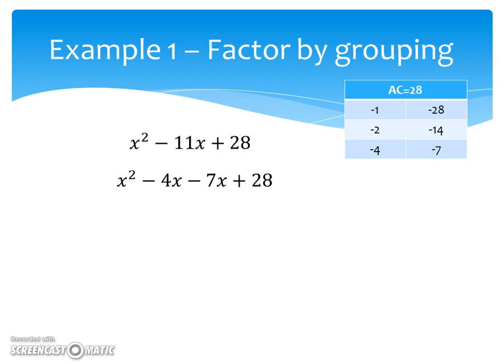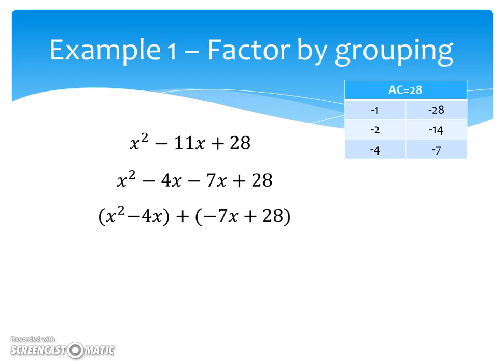The reason we do this is we want to group. So we're going to group the first two terms and the last two terms. And we're going to put a plus in between because we're bringing that negative with the 7x. Can't separate them. We now factor out the GCF of both groups. The GCF of x squared minus 4x is x. So we're going to factor out an x. The GCF of negative 7x plus 28 is negative 7.